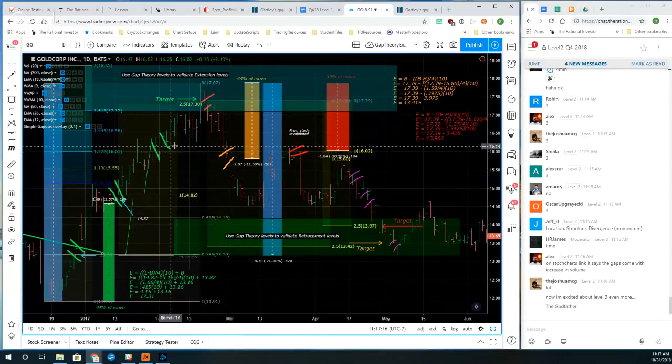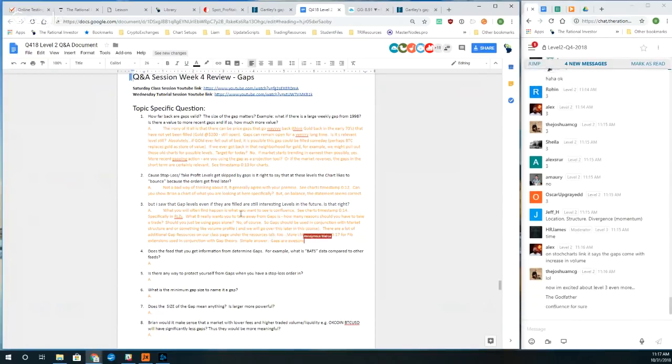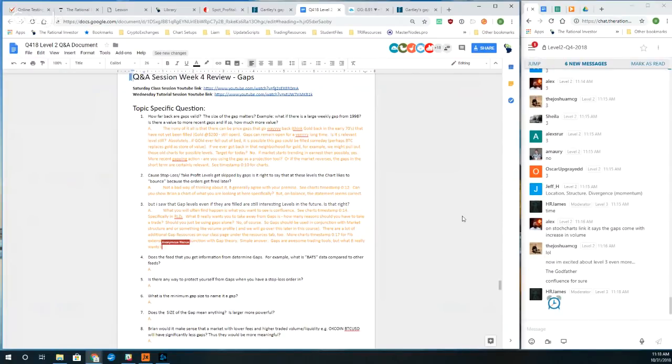And what I need for you to take away from this is, what a coincidence. In this particular case, we're using gaps as projection targets. Those targets happen to line up with fibs. And we also have a gap theory move down, where the gap theory projection targets line up with reload zones. So my simple answer to this question is, gaps are awesome trading tools. What I really want is the gap lining up with horizontal support and resistance, maybe moving averages, fibs, and you get validation of a level. That's the key. Thank you, sir.